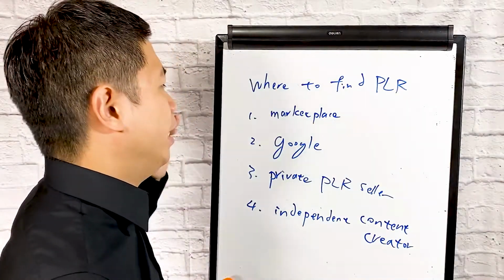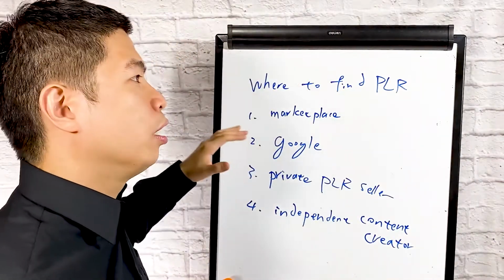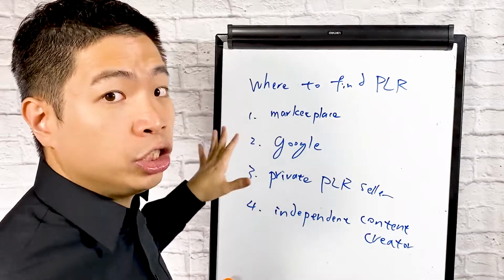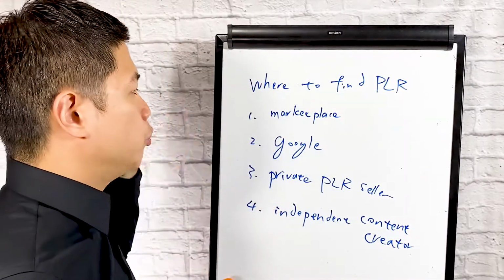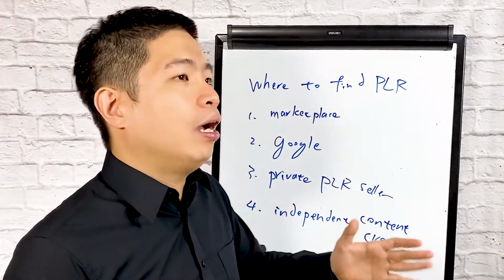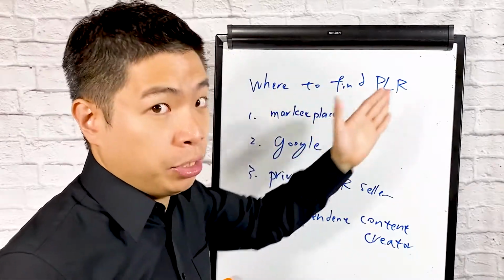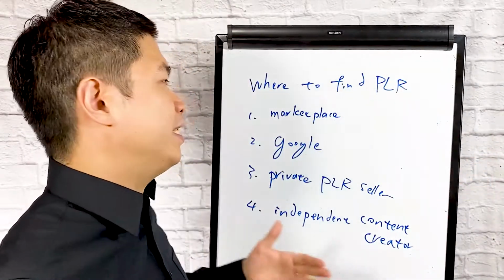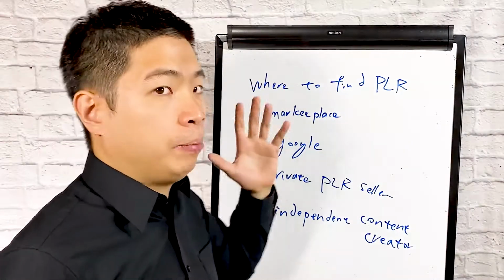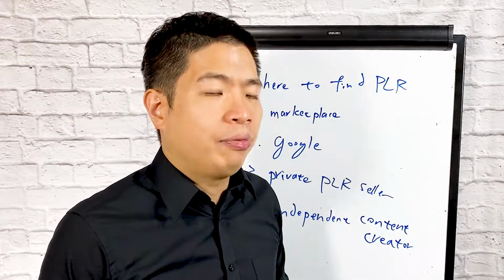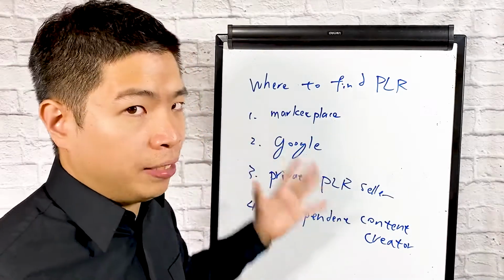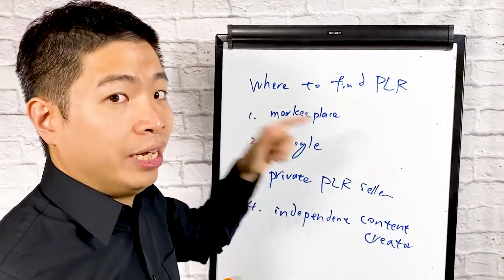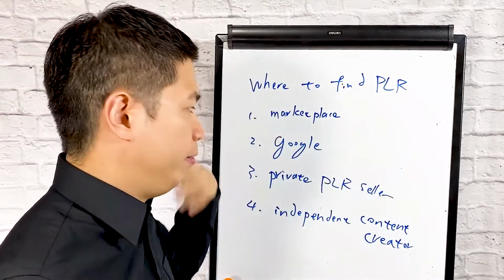Another place you can go is Google, the world's biggest search engine. All you need to do is go to Google and type in a niche name plus PLR, then click search, and you can find a lot of them. For example, if you want to find PLR for how to lose weight, type in how to lose weight PLR, click search, and you can find a lot of them.